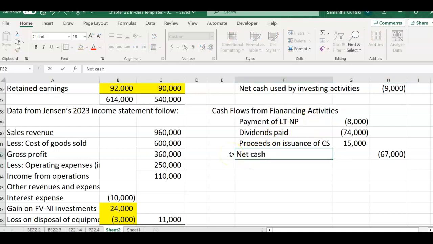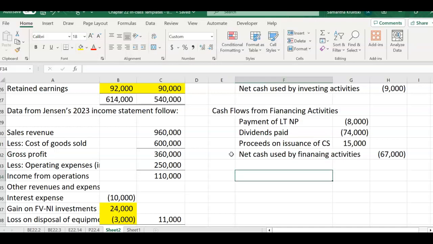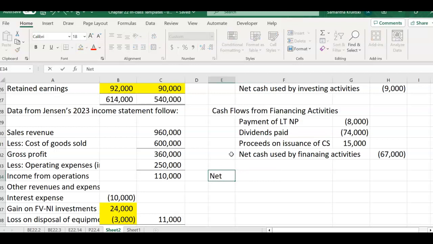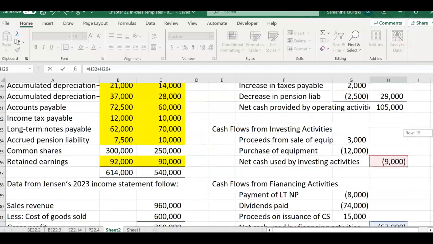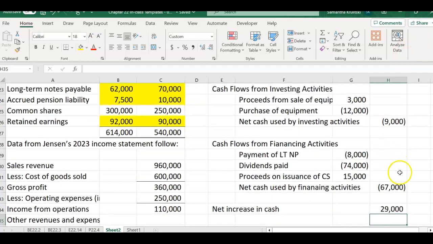I've got net cash used by financing activities. Next step, I need to figure out what is my net increase in cash for the year. I'm going to figure that out by taking the totals of each section and adding them together: my operating, my investing, and my financing. I can see that my net cash increased by $29,000.